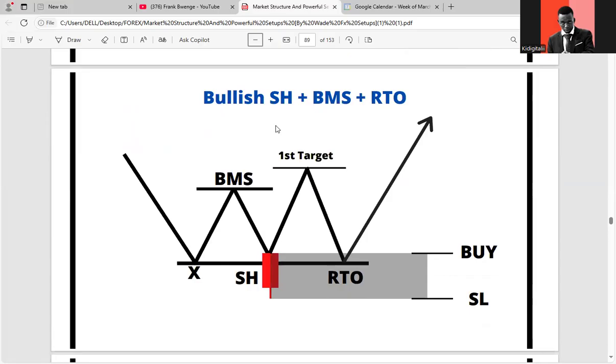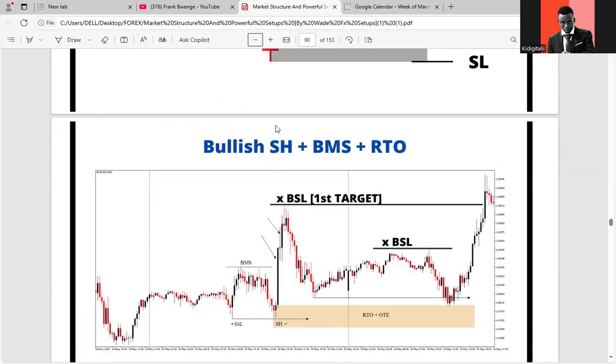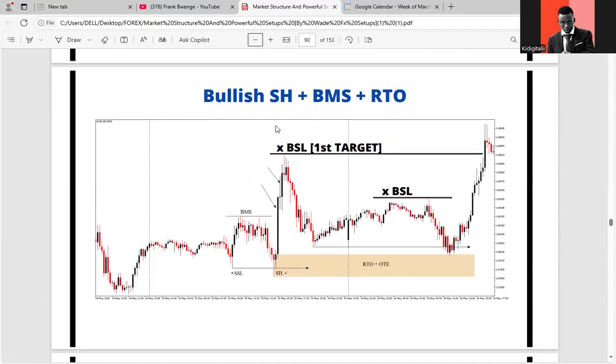Stop loss, you put it below the order block. Take profit, you find it above there. So in a bullish stop hunt, BMS and RTO, you can see the market was moving upward here. Then you can see it came down, it was moving downward. Then it made what we call BMS. First of all, it started with stop hunting. You can see here. Then we had to draw our order block. Then the market went up, broke that BMS level, confirmed that we have to take our entry at the order block below.